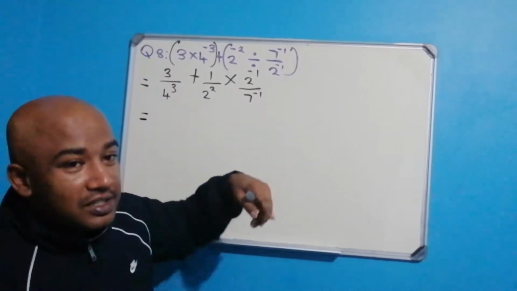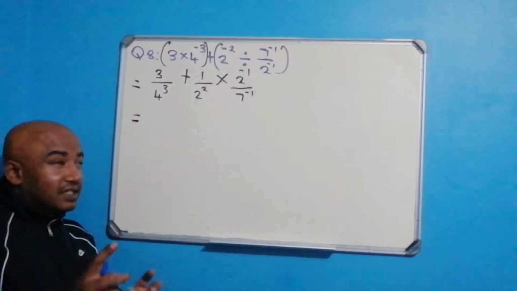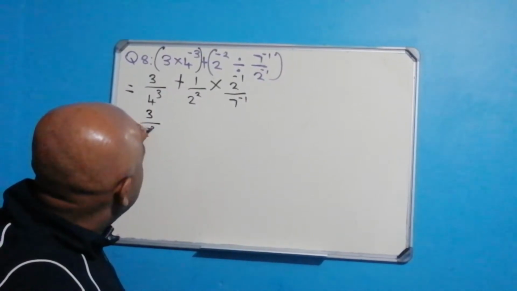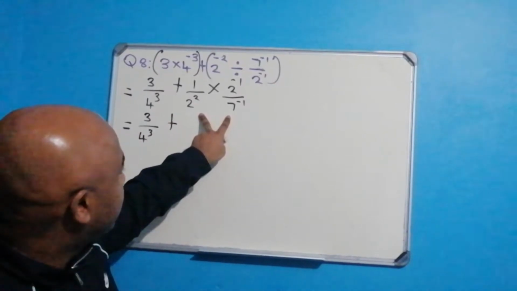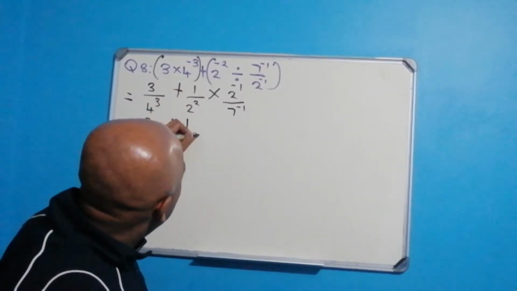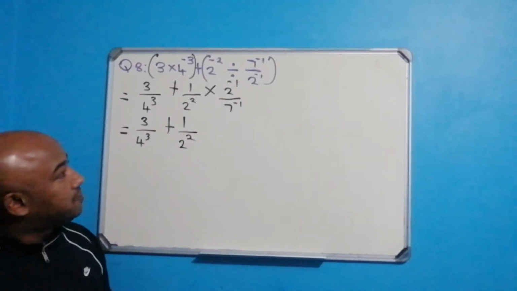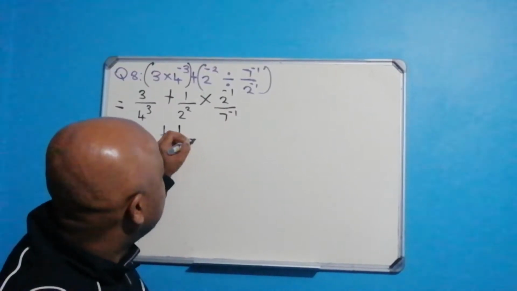Okay, now you have a look at your multiple choice, your question paper, and have a look at this stage here. What did I do there? I had 3 divided by 4 cubed plus, now I needed to work this out. Okay, so I have my 1 over 2 squared, which I am going to work out, but I need to show you this part here. 2 to the power minus 1 divided by 7 to the power minus 1.